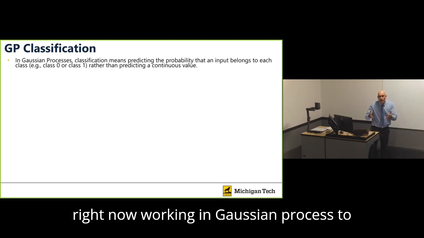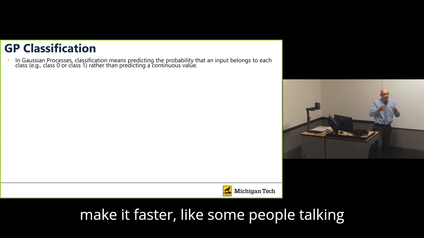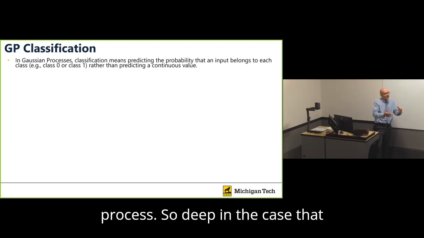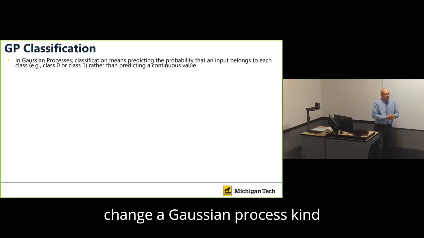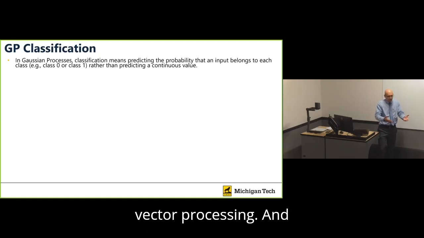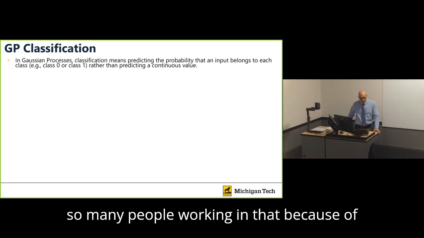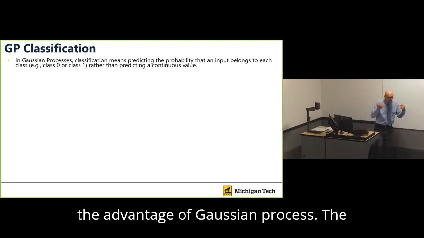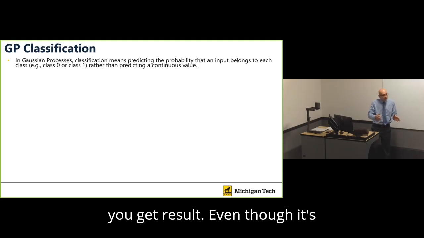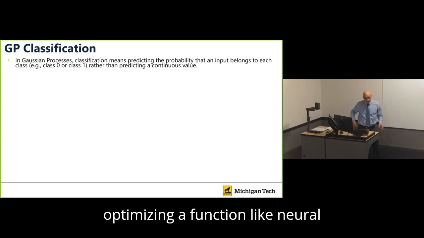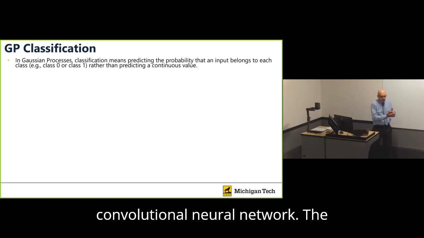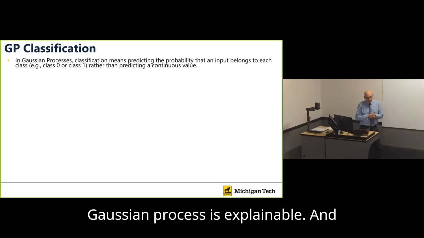Many people right now are working on Gaussian process to make it faster, like deep Gaussian process, changing Gaussian process to use GPU or vector processing. So many people are working on that because of the advantage of Gaussian process. The main thing about Gaussian process is that it is explainable. You can explain the result, even though it is optimizing a function like a neural network, like a deep neural network, like a convolutional neural network. Gaussian process is explainable.